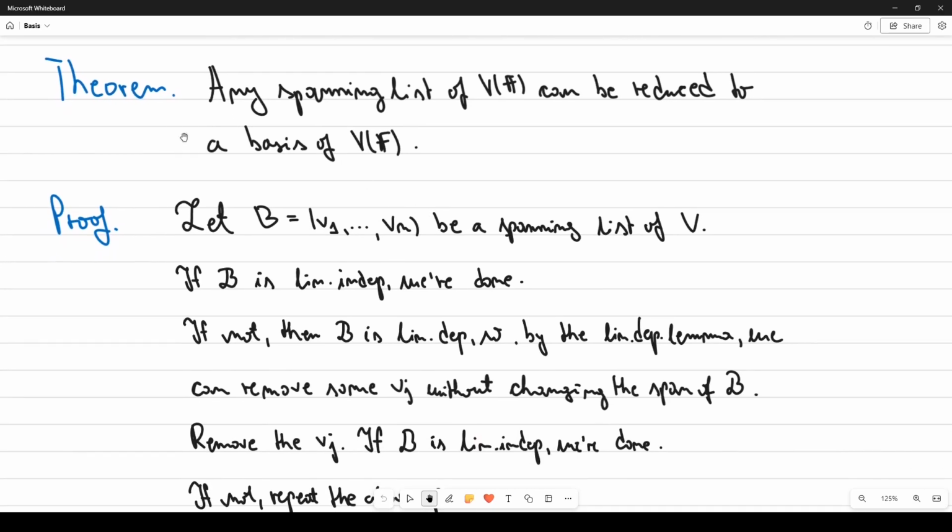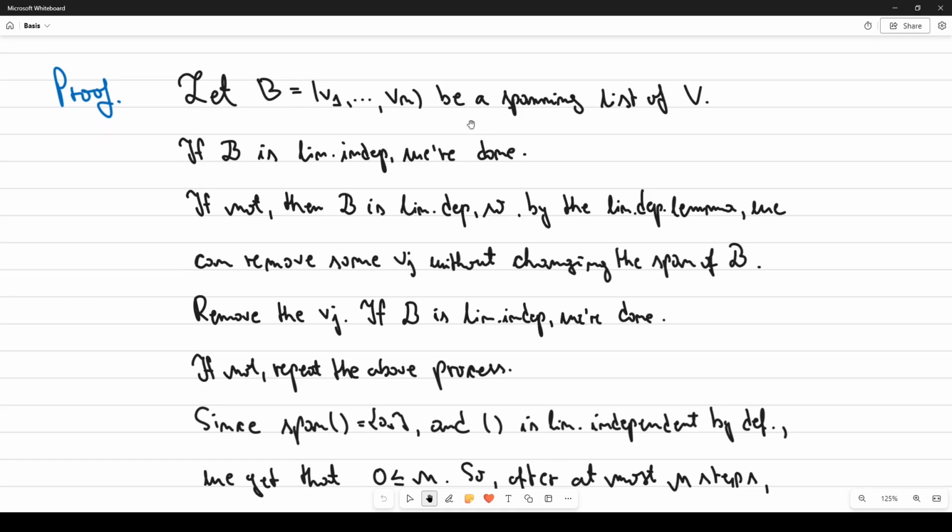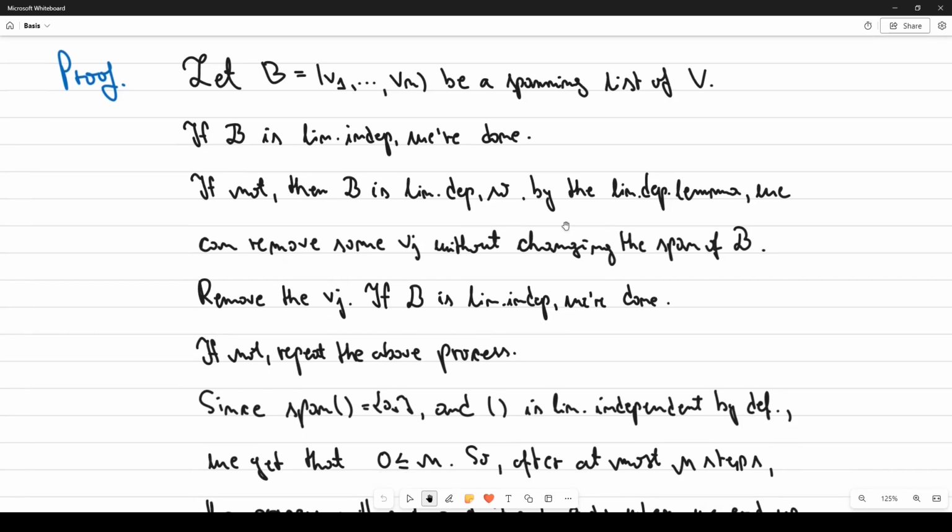Moving on to the next result, we have that any spanning list of the vector space V can be reduced to a basis of V. So let B be some spanning list of V. Now, if B is linearly independent, we're done. If it is not, then by definition it is linearly dependent. So by the linear dependence lemma, we can remove some Vj without changing the span of B. Now ask ourselves again, if B is linearly independent, then we're done. If not, again it's linearly dependent, and we can repeat the process above. We can remove another Vj.